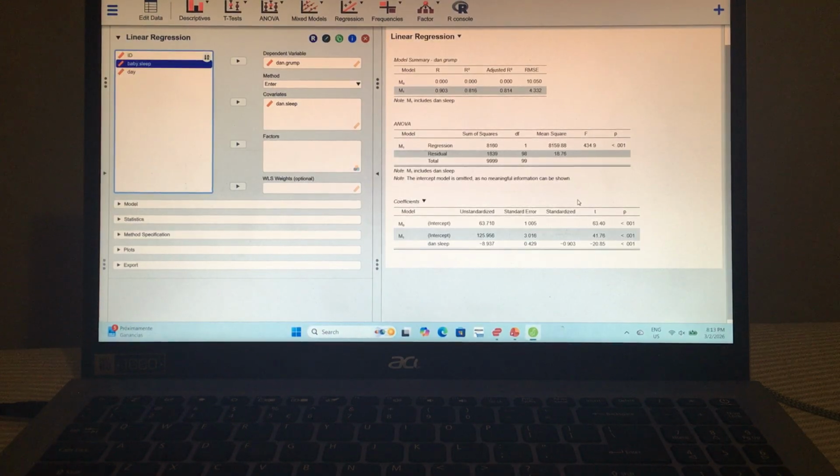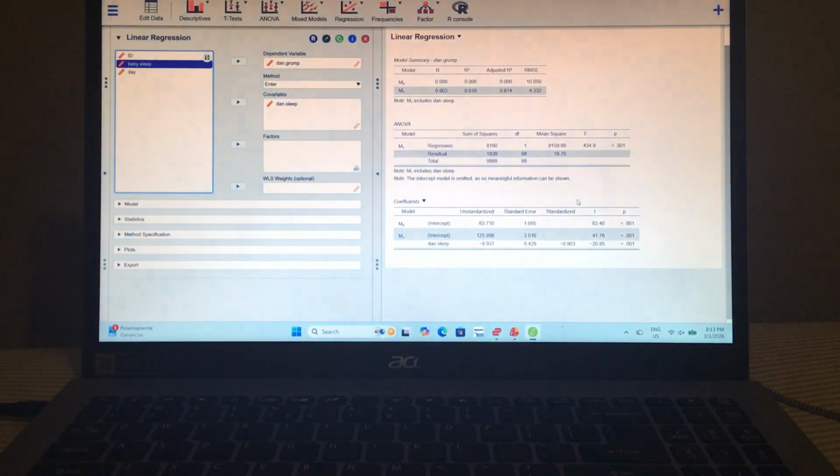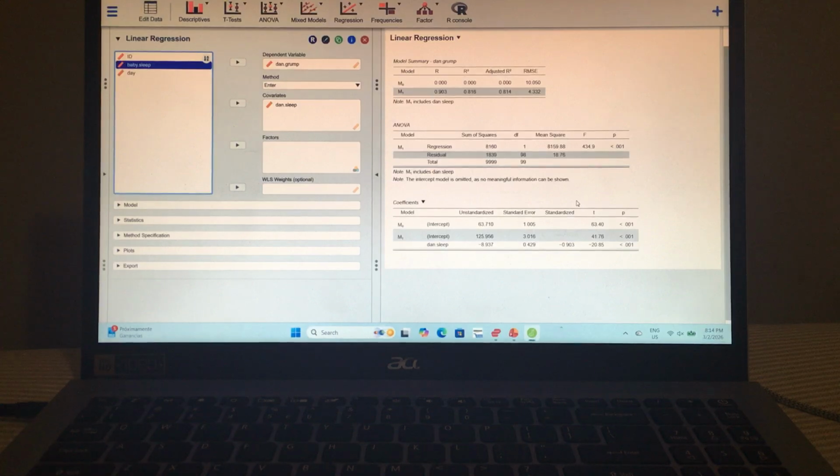The regression model using Danny's sleep to predict grumpiness was statistically significant, and F, and then 1, 98, close parentheses, equals 434.91, comma, p-value less than 0.001, and then we get the r squared from the top model summary, and then we do comma, r squared equals 0.82, which is our coefficient of determination.